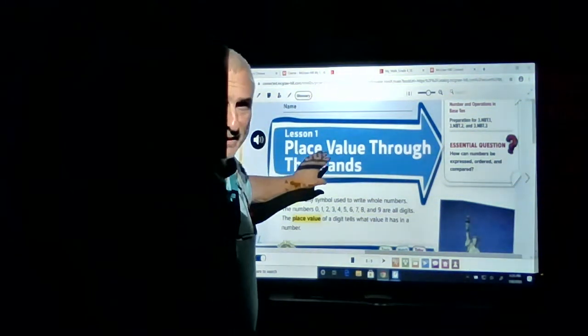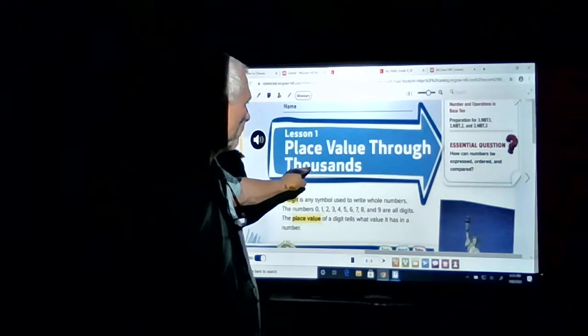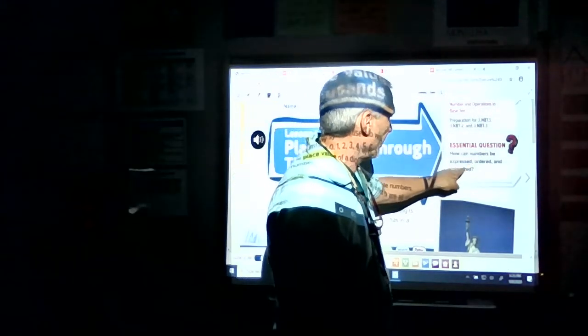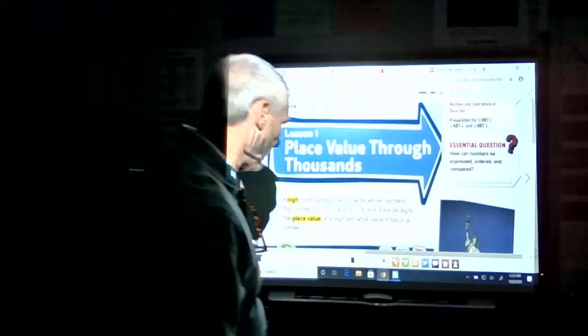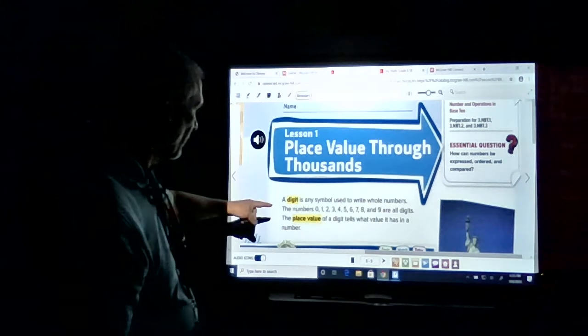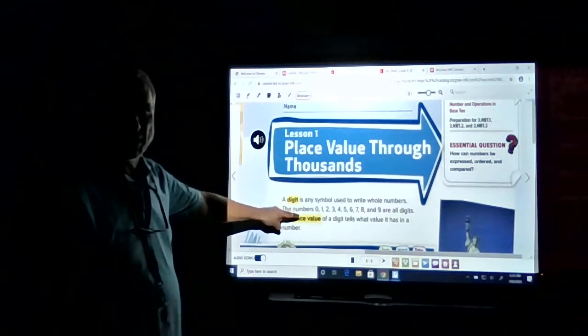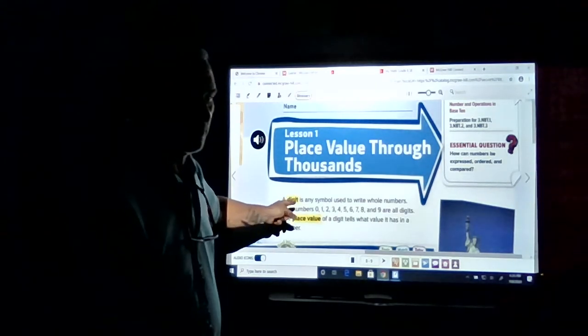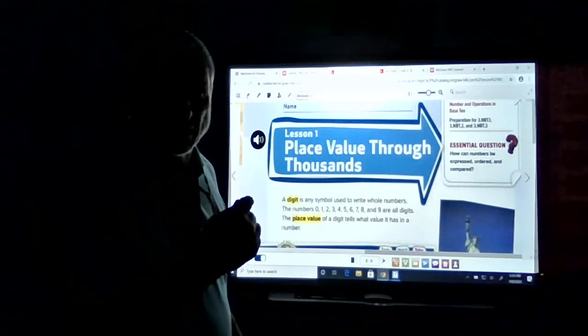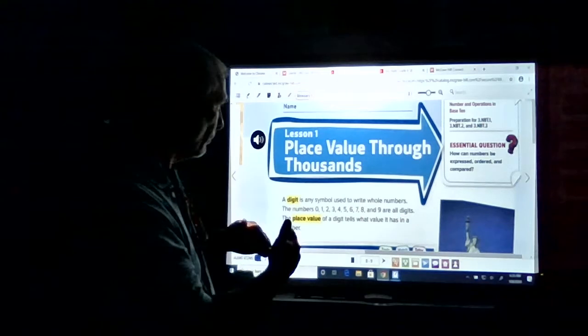This is just like the page that you have, place value through thousands. Here's the question: how can numbers be expressed, ordered, and compared? Well, those are big words. We'll talk about each. The two words that we really want to keep coming back to, and I want you to keep this in mind, that we'll do this today, tomorrow, this week, next week, and really all year long. So we'll keep working on it.